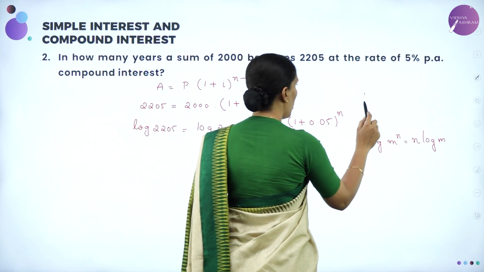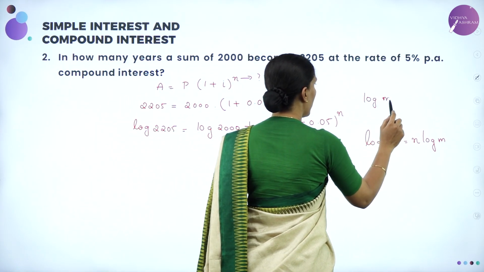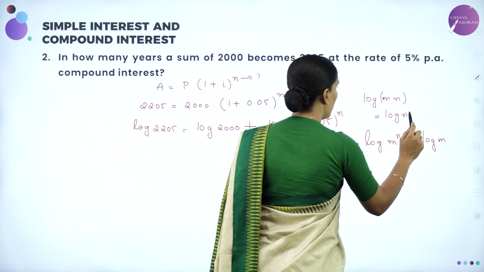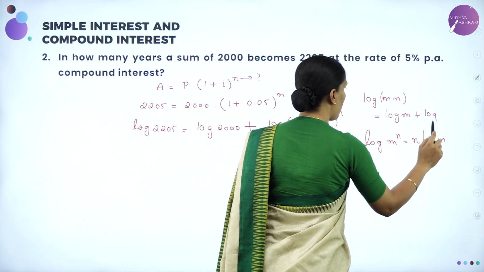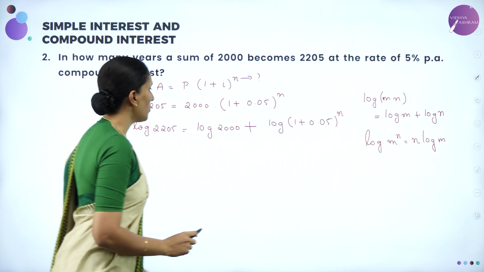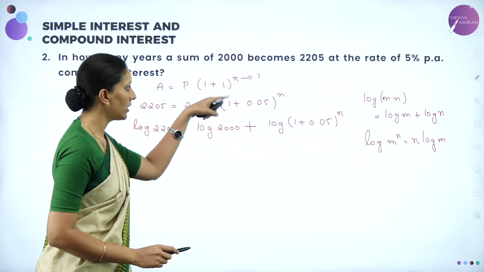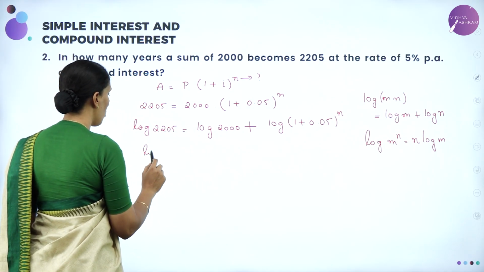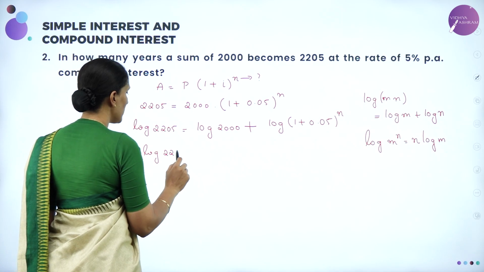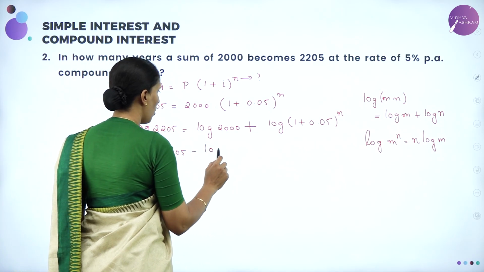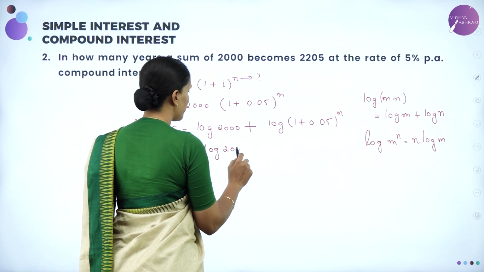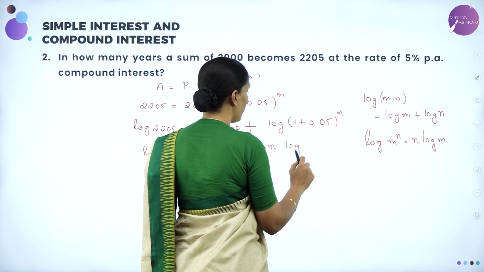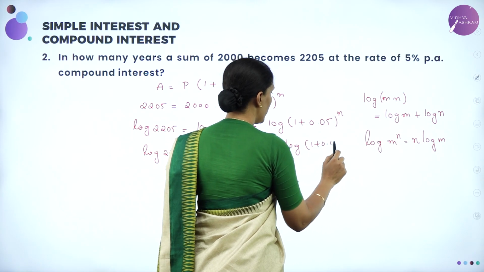For example, log m into n can be written as log m plus log n from the properties of logarithms. So here I am applying log for the easiest simplification. So now this can be written as log of 2205 minus log of 2000. Here we will get n into log of 1 plus 0.05.